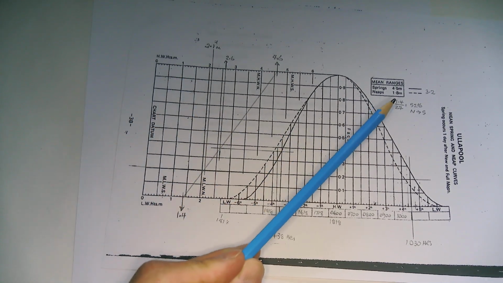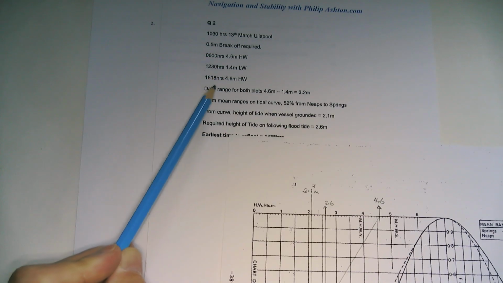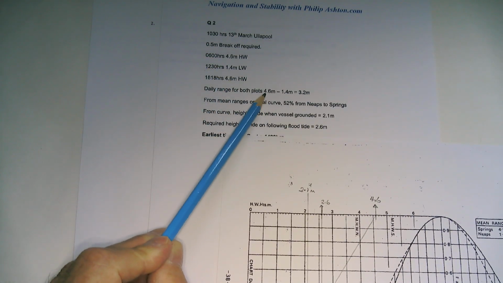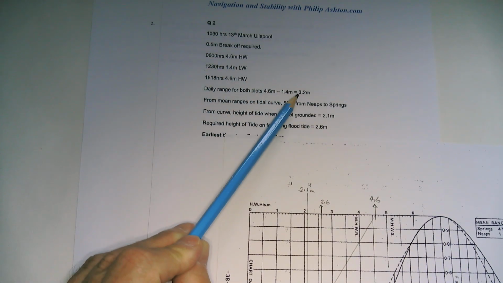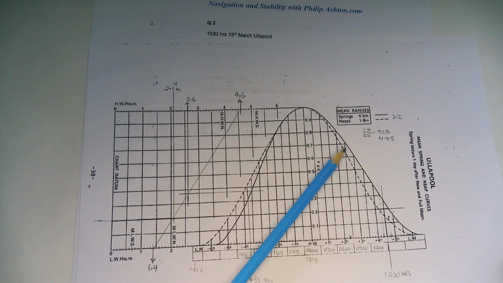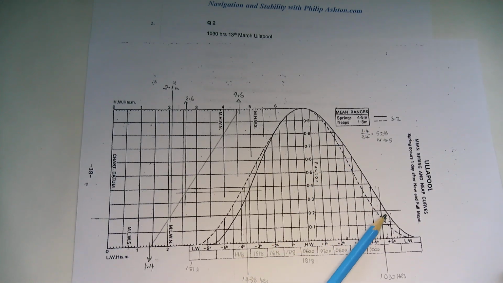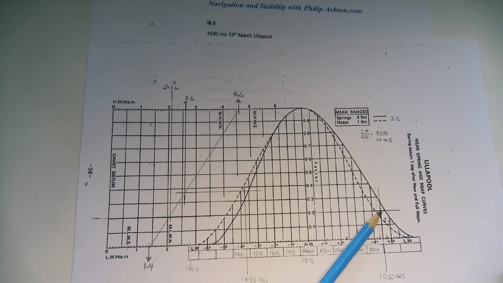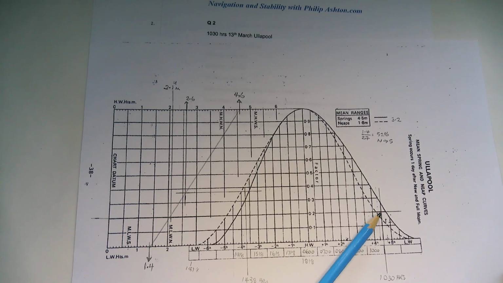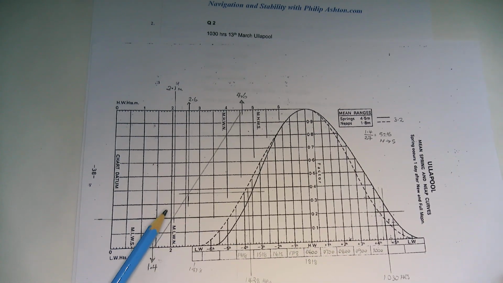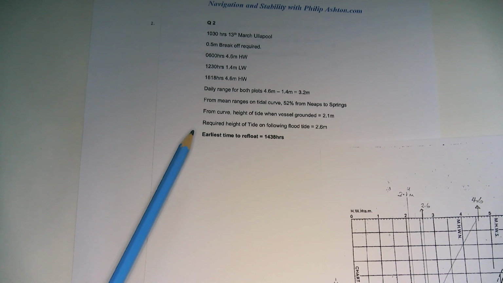And remember, you have to get the daily range between 4.6 and 1.4, 3.2, and visually interpolate, as I've done here, to accurately find the correct position to read off the height. So we found there was 2.1 metres. Therefore, we need 2.6 and the time at which we can break free.